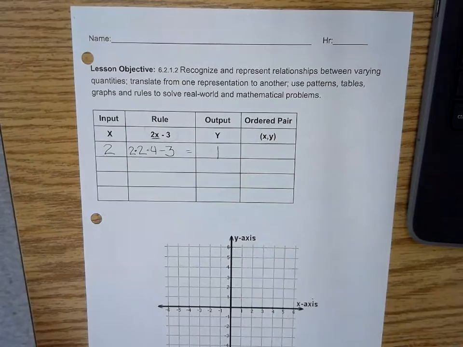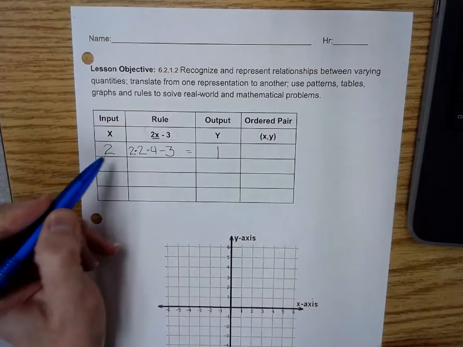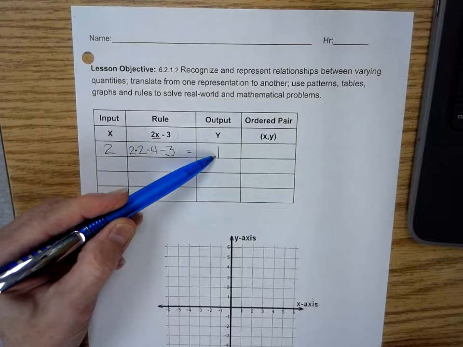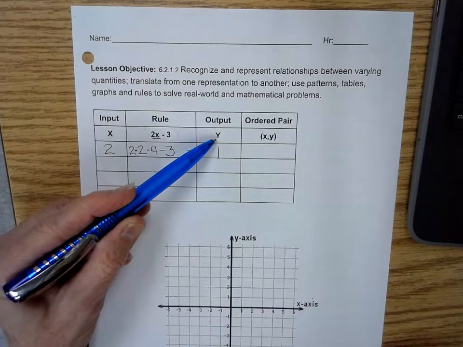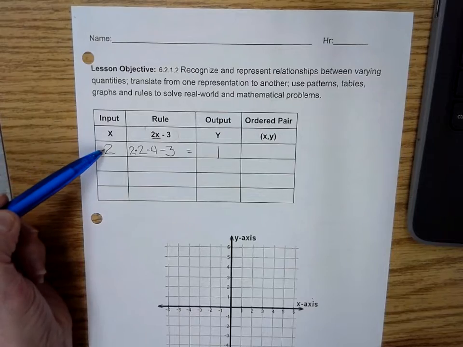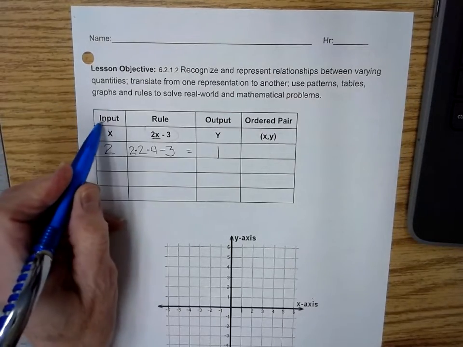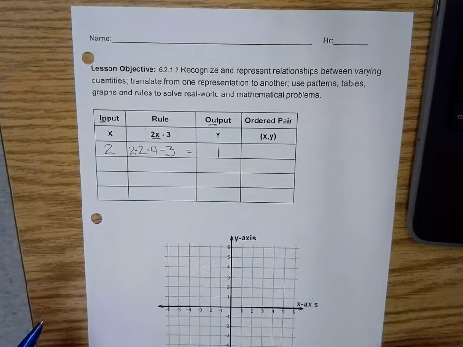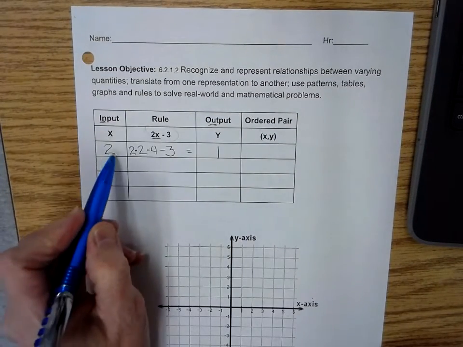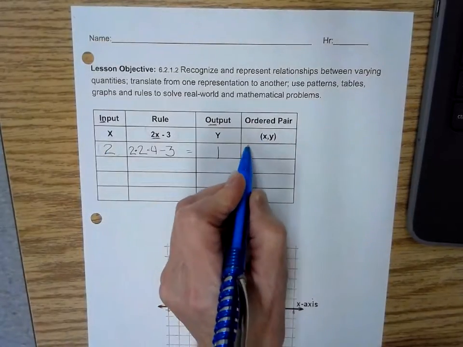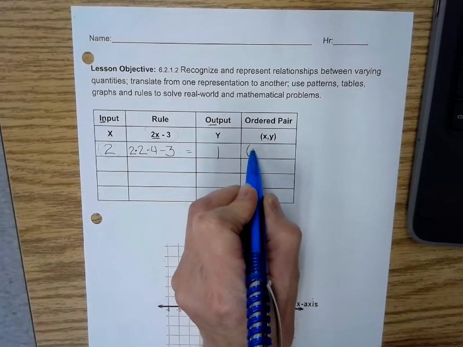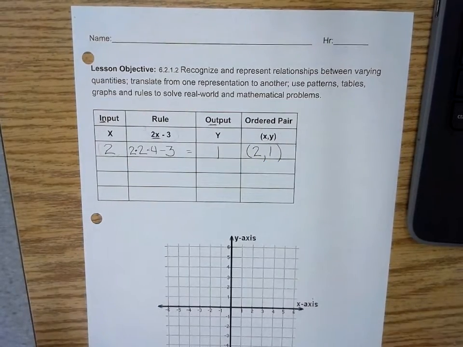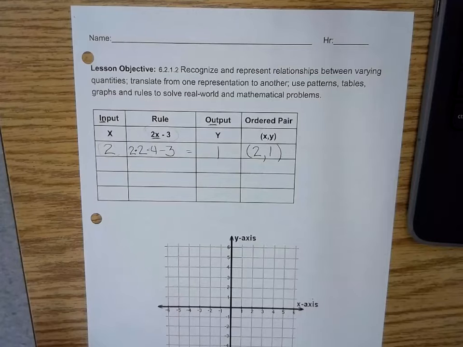It's like the in-out machines that we did on Tuesday. If I put 2 into the rule, what comes out is the number 1, and the out is the y. The going in is the x, input, and the coming out, output, is the y. And now what we've done is we've created an ordered pair. We have an x and a y. So I'm going to use my parentheses. 2 is the x, 1 is the y. And you can write these down and follow along in your notes as I go.